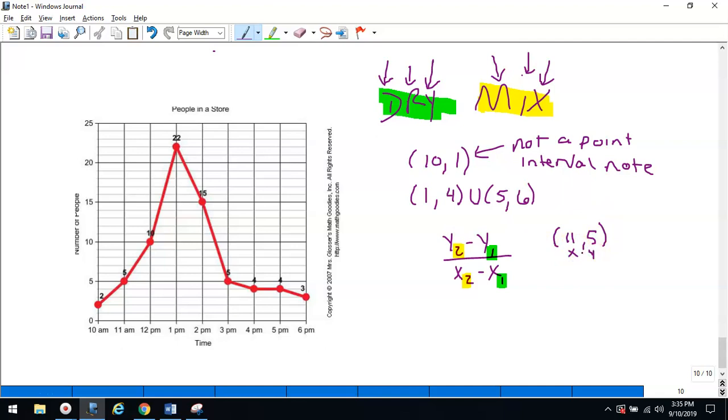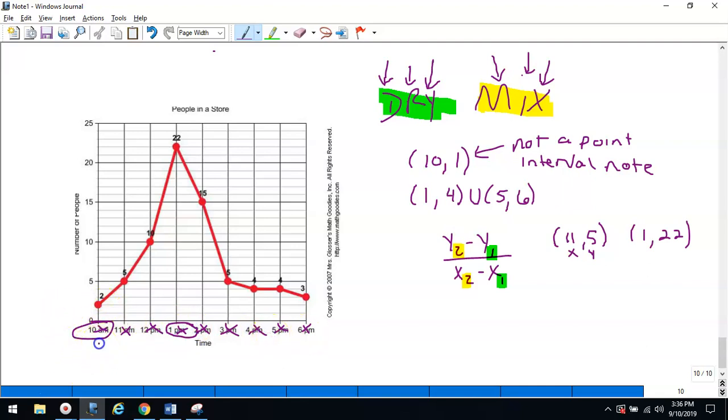And at 1 p.m., there is 22 people. But, and here's where we've got to be careful, you guys. We need to fix these numbers down here to not be the numbers that are here. Because 10 a.m. is a bigger number. 10 is a bigger number than 1, and we can't have that on a graph.